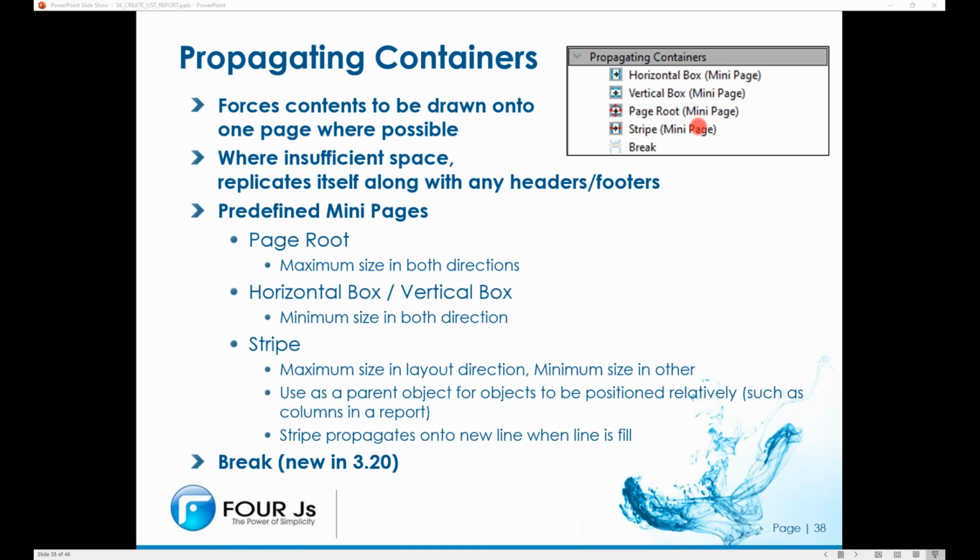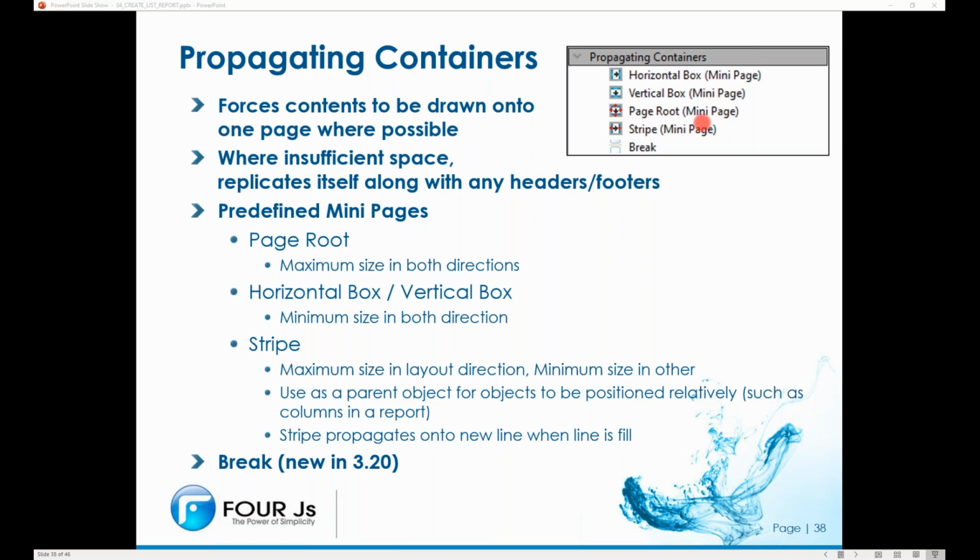And you have 4 choices of propagating containers up here, plus this new 5th element that we added in 320 that I'll talk about later. But you can add a horizontal box, a vertical box, a page route, or a stripe. Now there's a couple things I want you to notice about it. One is that inside of the parentheses, they're all called mini pages.